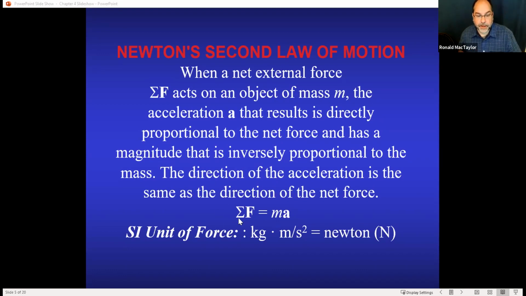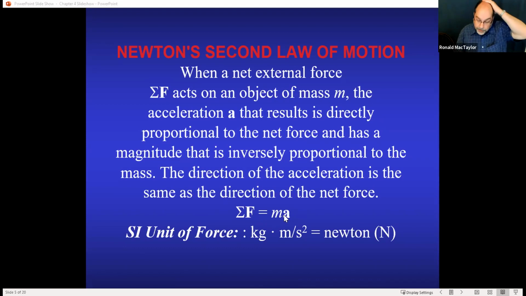So this Greek letter sigma is the sum of all the forces. There can at any point in time be forces in both the y-axis and the x-axis, but typically we're just talking about one or the other at a given point in time. Net force equals mass times acceleration.